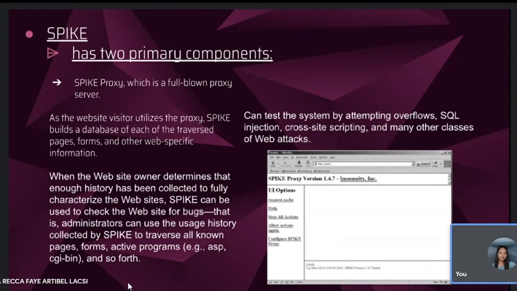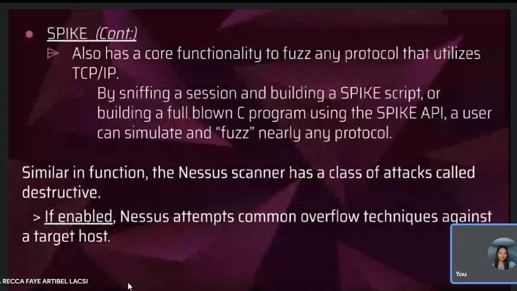Anyways, Spike Proxy is a full-blown proxy server. It also has a core functionality to fuzz any protocol that utilizes TCP/IP. By sniffing a session and building a Spike script or building a full-blown C program using the Spike API, a user can simulate and fuzz nearly any protocol.